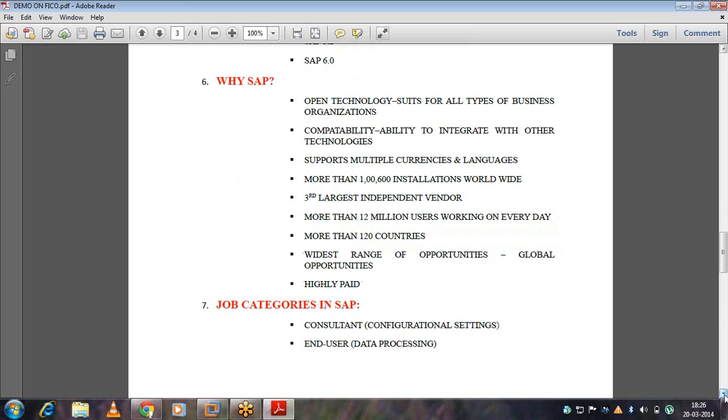Job categories in SAP. Basically, there are two job categories in SAP. The first category is a consultant, and the second category is an end user. What I mean to say is, the person who knows SAP, who is well versed in SAP, can become either a consultant or an end user. Now first, let us have a clear discussion on the end user. Who is an end user?